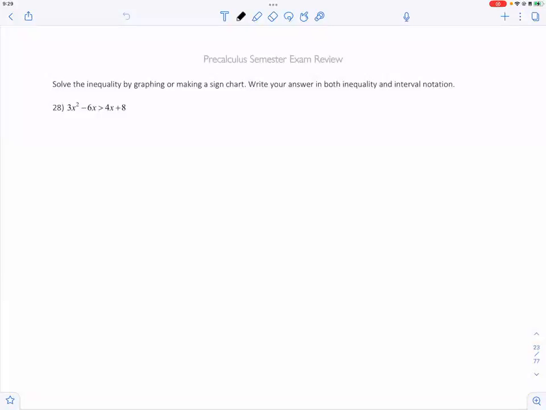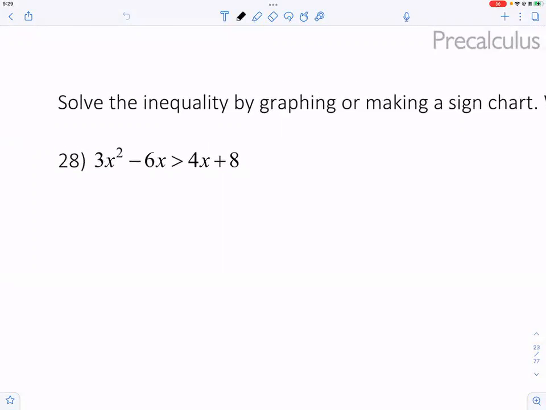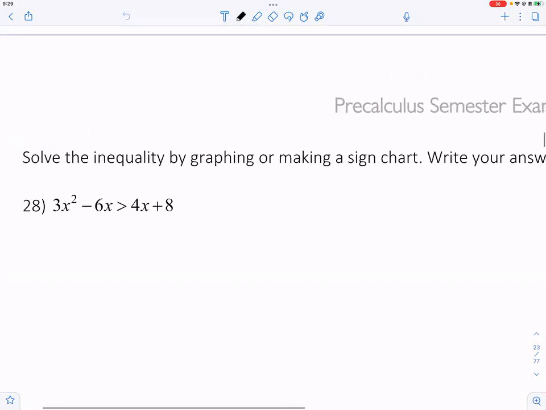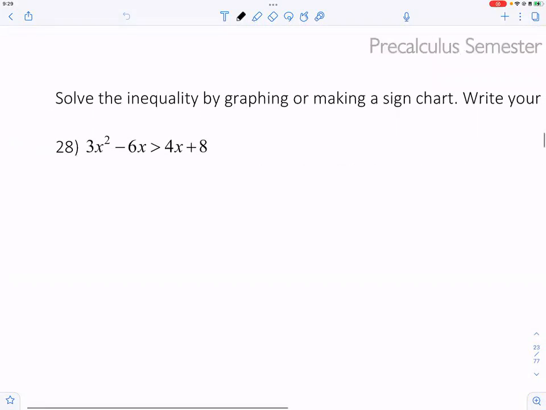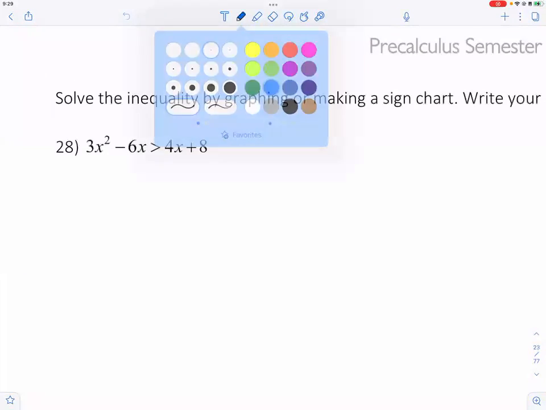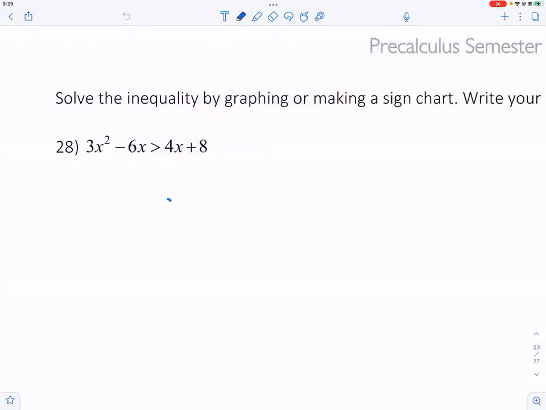All right, for question 28. So it is an inequality. We can solve it by graphing or making a sign chart. So it's a quadratic, and what you can see is it has something on the left and on the right. That's usually difficult to compare or to make any kind of conclusion. So what we would like to do is to put everything onto the same side, and then that would be a lot easier to handle.